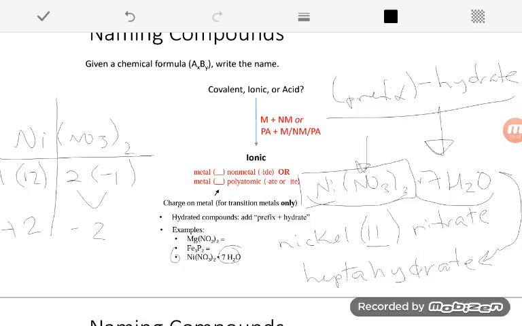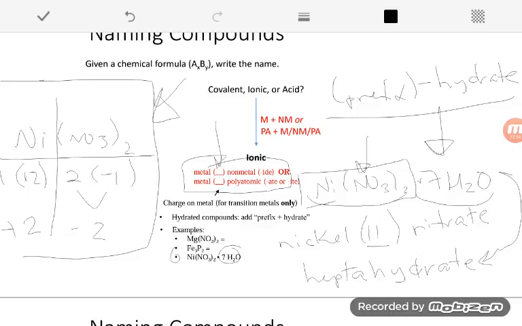So overall, ionic is pretty straightforward. We just use this metal, and then you either name the nonmetal or the polyatomic, so that part's pretty easy. If you have a transition metal, you have to do this extra step here, where you need to figure out the charge on the metal and put it in the parentheses here. If you have waters attached, really simple, that's called a hydrated compound, and you just add a little ending prefix hydrate. So the prefix is the number, and then hydrate stands for the fact that it's waters.